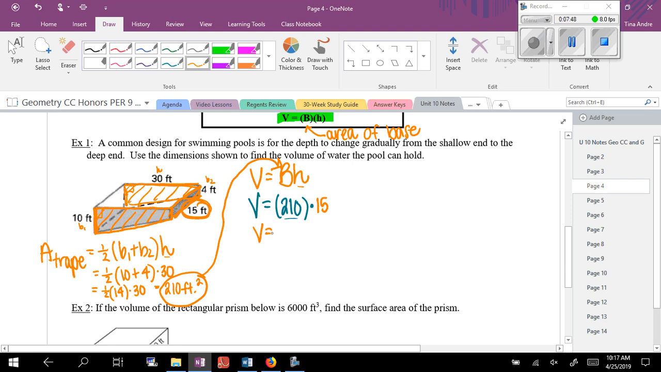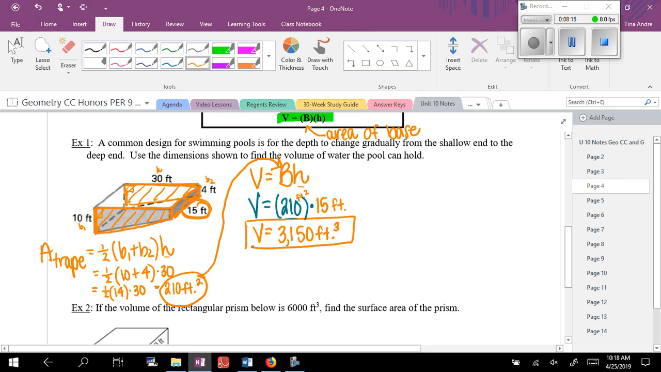And now I'm going to go ahead and multiply that. So this is 210 feet squared times 15 feet. So I'm doing feet squared times feet, which is how I'm going to get feet cubed. So I'm doing 210 times 15, and that gives me 3,150 feet cubed, or cubic feet. So that is the volume of the pool.